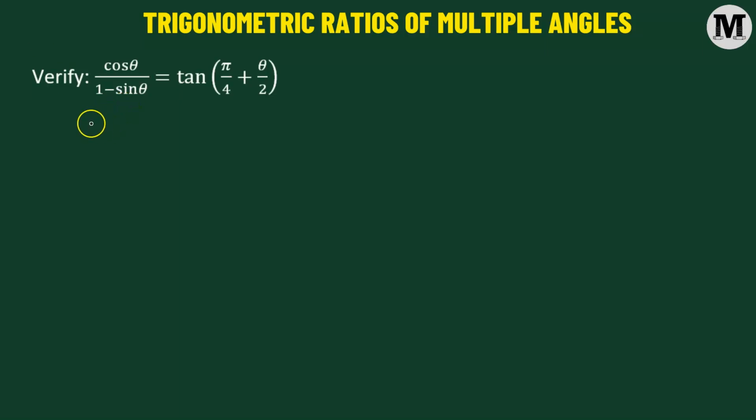So we need to prove the following. We'll begin our problem from the left hand side. Here we have cosine theta divided by 1 minus sine theta. So let's do one thing.